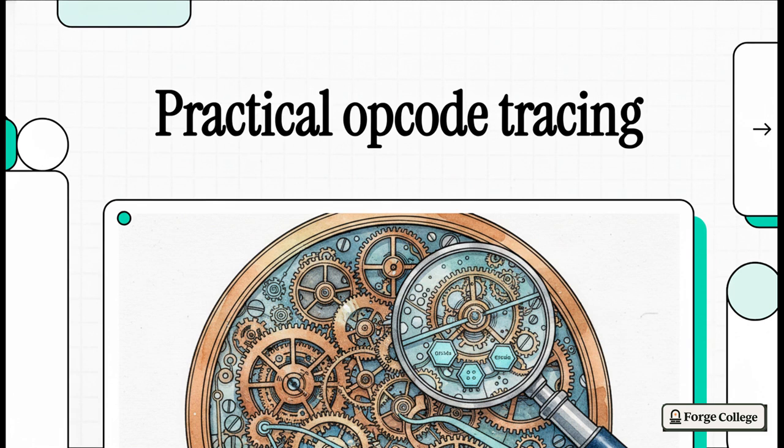We are going to pop the back off the EVM pocket watch, grab our jeweler's loop, and look directly at the meticulous, microscopic, gas-guzzling gears of the Ethereum virtual machine. We're diving into practical opcode tracing.